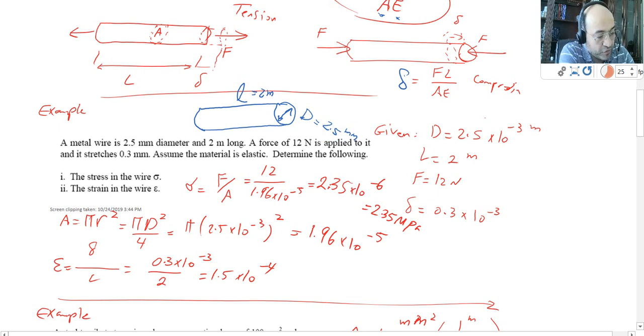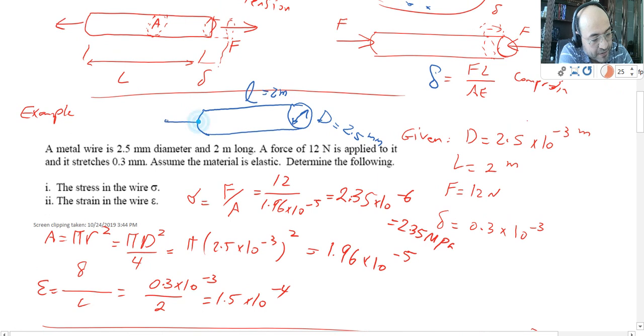If I apply the force along this direction, this has been stretched by 0.3. So I'm assuming I'm applying the force in this direction, and then I have the delta for a stretch as 0.3 millimeter. Looking at this, they give me the diameter, they give me L, the force is 12 Newton, and the delta is 0.3 times 10 to the power of minus 3 meter. Remember, that was millimeter, we converted to meter.